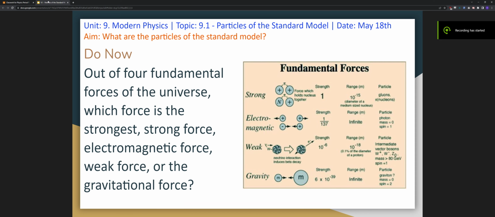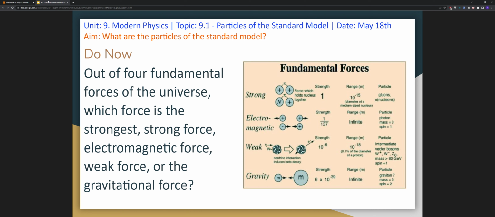So this is going to be the 9.1 video, right? The image you're seeing here shows the four fundamental forces of the universe. They're called the strong force, the electromagnetic force, the weak force, and the gravitational force. All right, and you've learned two of these before, right? The electromagnetic force, electric fields and magnetic fields, and you learned about the gravitational force.